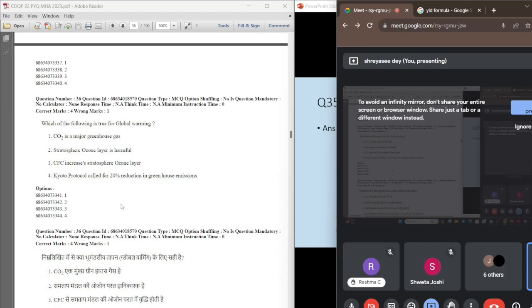And if there is something, you have to identify the source. So that is why they put this kind of questions. So next question is, which of the following is true for global warming? There are 4 options. CO2 is major greenhouse gas.